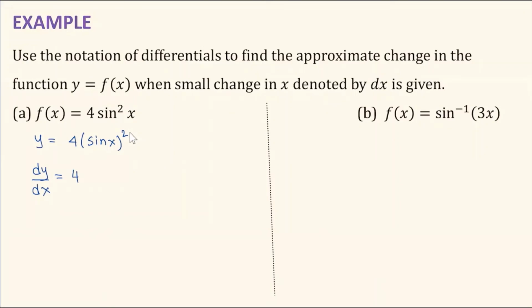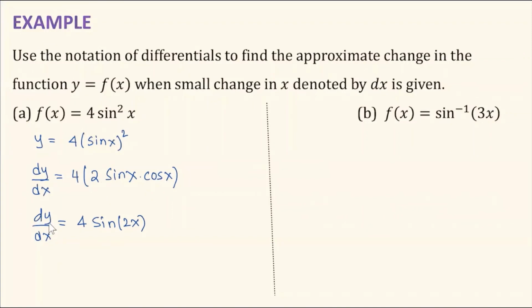Chain rule says derivative of the outside function, that is the power function. For that, we bring the power in front and decrease the power by 1. When you decrease the power of sine x by 1, it will just be sine x. And then we multiply by the derivative of the inside function. Derivative of sine x is cosine x. So dy over dx is equal to 4 times 2 sine x times cosine x. If you remember from your trig class, 2 times sine x multiplied by cosine x is sine 2x. That is the formula from trigonometry.